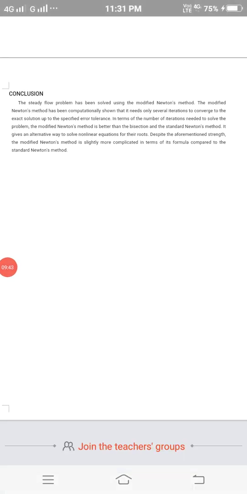Here we conclude that the steady flow problem has been solved using the modified Newton's method. We conclude that the modified Newton's method is better than the other two methods.